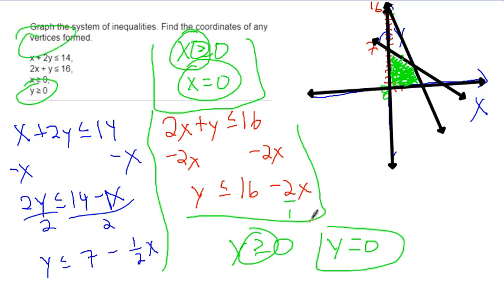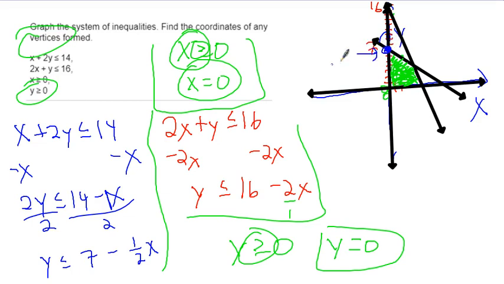It says find the coordinates of any vertices formed, right? And so some of these are kind of obvious, like this one right here, right? There's a lot of vertices in this case. So you're going to have to list a lot of them.